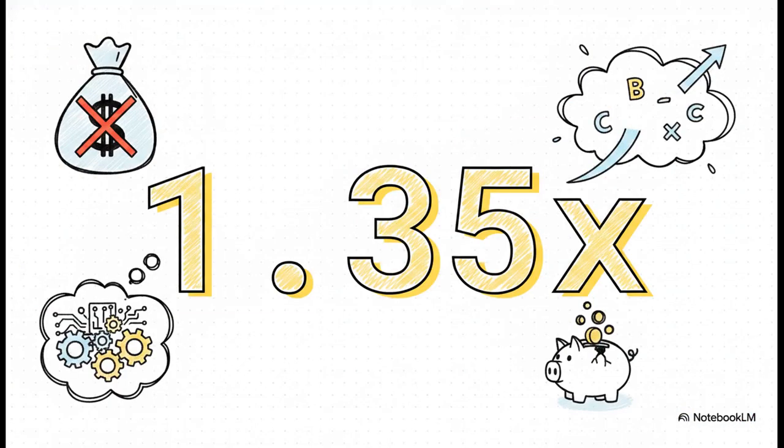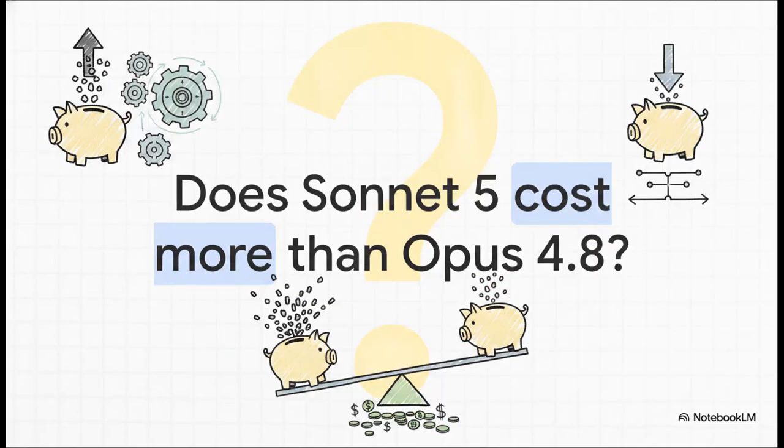But hold on a second, because your finance team is definitely going to want to hear this next part, 1.35x. Sonnet 5 uses the updated tokenizer that was introduced with Opus 4.7. In plain English, this tokenizer tax means that processing the exact same block of text can artificially inflate your token count by up to 35% compared to older models. So, naturally, it begs the question, does Sonnet 5 actually end up costing more than Opus? Well, surprisingly, yeah, it totally can.